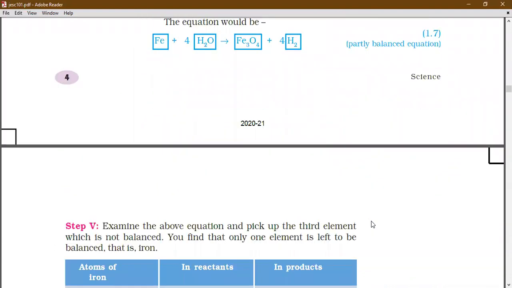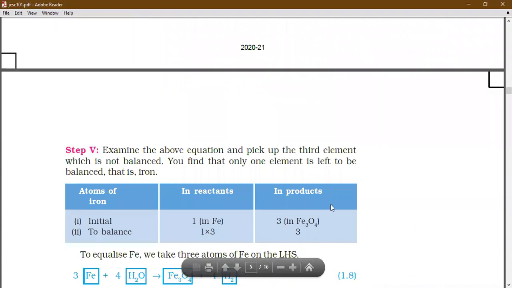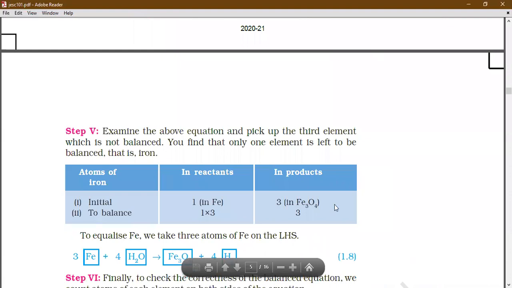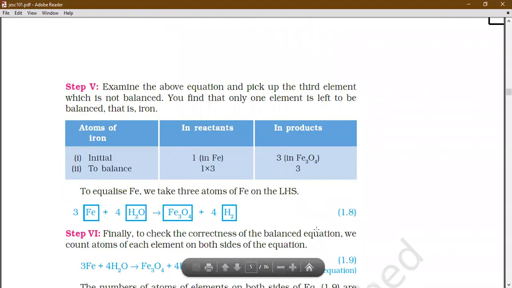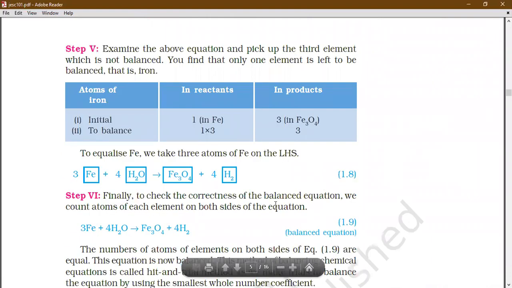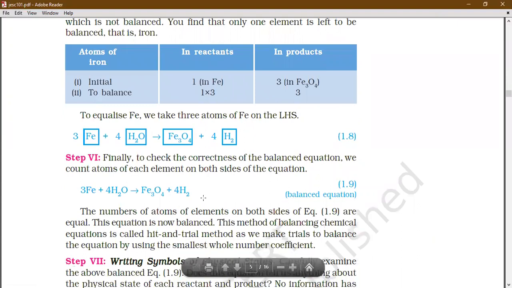Step 5. Examine the above equation and pick up the third element which is not balanced. You find that only one element is left to be balanced, that is iron. To equalize iron, we take 3 atoms of Fe on the left hand side. Step 6. Finally, to check the correctness of the balanced equation, we count atoms of each element on both sides of the equation. 3Fe plus 4H2O gives Fe3O4 plus 4H2. The number of atoms of elements on both sides of equation 1.9 are equal. This equation is now balanced.